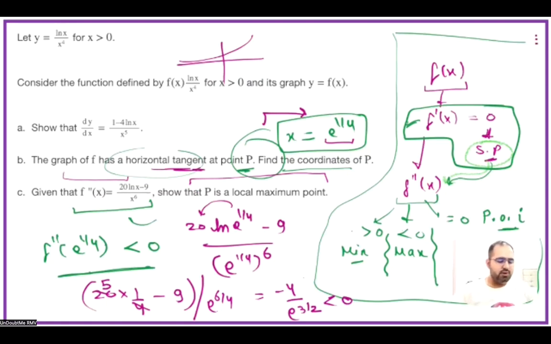So is it clear, Ashima? Were you getting a negative answer? Yes, sir. Okay. So please try to solve more questions.